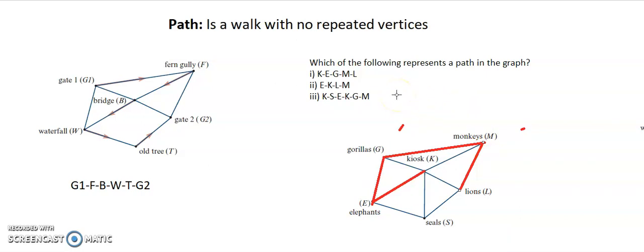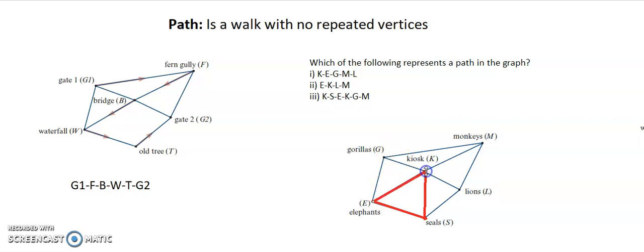Let's double check with the others. So we've got E, we're starting off at elephants. We are going to K. Then we've got K to L, and we've got L to M. Again, that is a path because it's got no repeated vertices. Likewise, we've got K to S, S to E, E to K.